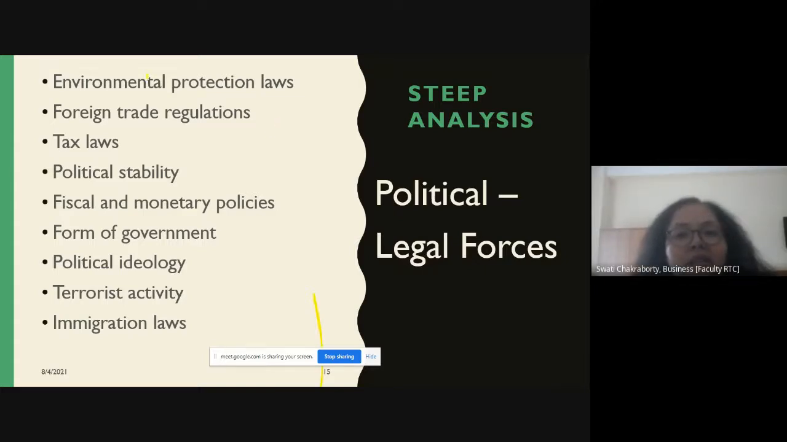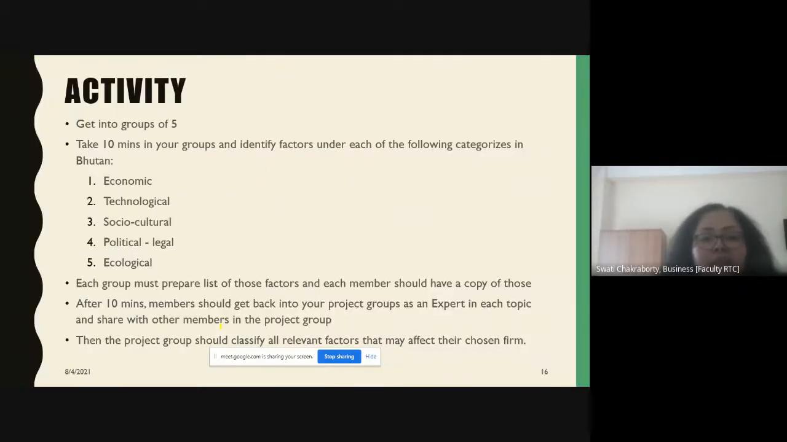When we talk of political legal factors, it's the environmental protection laws, foreign trade regulations, tax laws, political stability of the economy, policies regarding fiscal and monetary, the type of government, the political ideology of the nation, the degree of terrorist activity, and the immigration laws. Okay, this is an activity for you all to do.